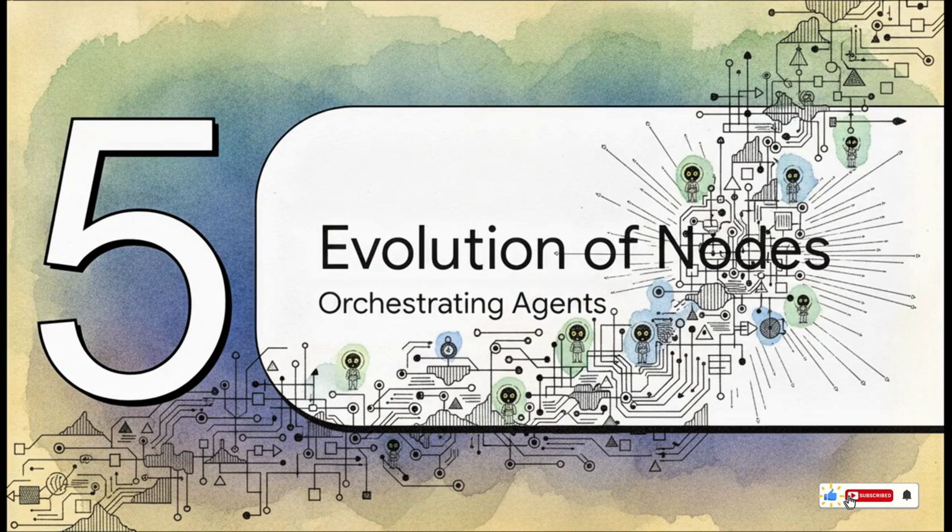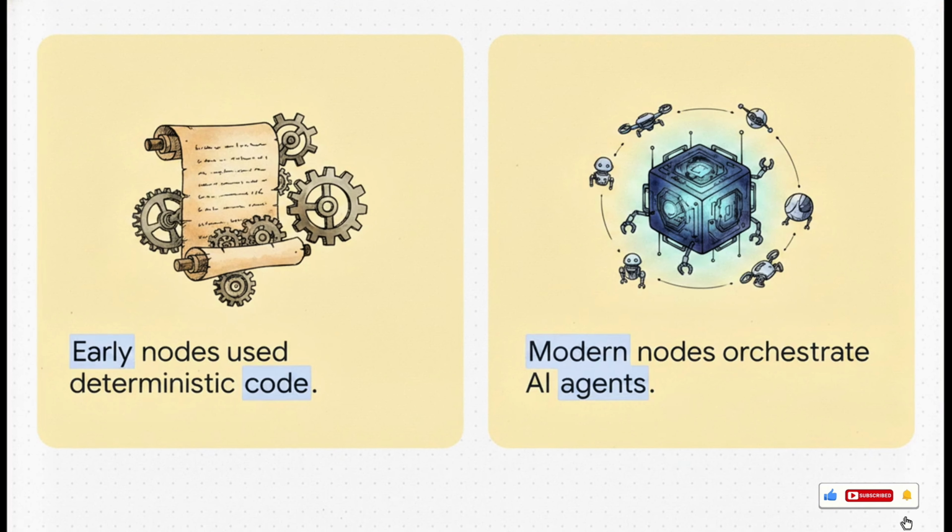Which perfectly sets up Section 5, the evolution of nodes. You see, the massive paradigm shift happening right now isn't really the graph itself. It's what we are putting inside the nodes. Early on in this space, a node was just a block of deterministic code or maybe a single, very simple LLM call. But today, AI models have become so incredibly capable that a single node can now be an entire, open-ended, highly reliable agent all on its own. We've moved from just orchestrating simple API calls to literally orchestrating full teams of specialized agents.